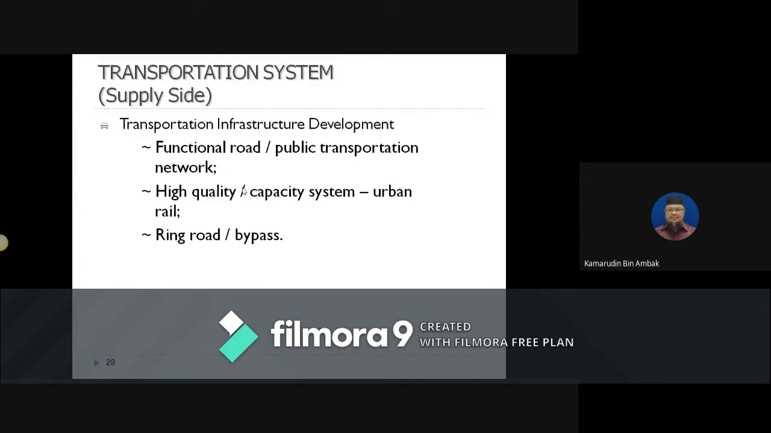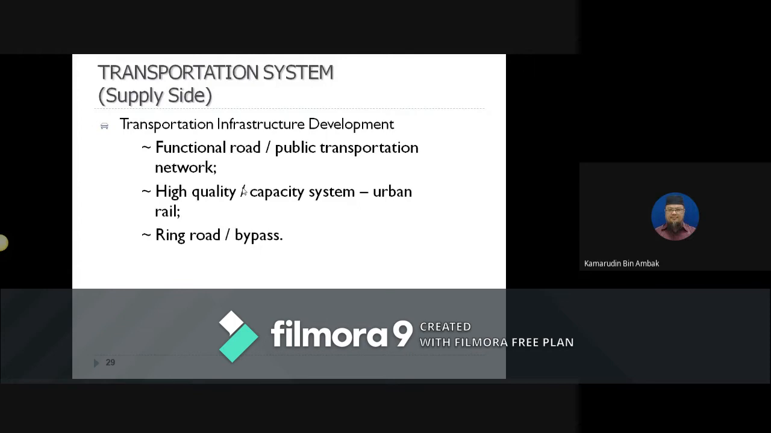Okay, on transportation infrastructure development, so functional road and public transport network. So that's our infra. A high quality capacity system, especially for urban rail. So nowadays we have a very good rail-based system, especially in our country, in Malaysia, where we have introduced our MRT, mass rapid transit. The capacity is over 100,000 usage. So it's quite a massive transformation for our urban transportation.